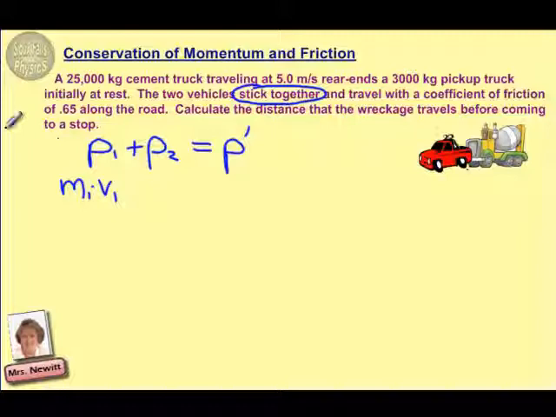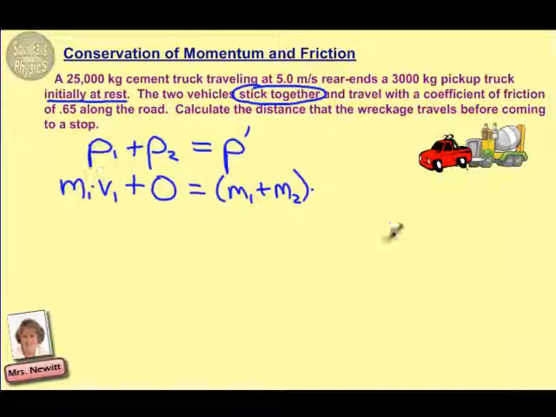Now notice that it also says the pickup truck is initially at rest. So that means that it will initially have 0 momentum. And then finally, to calculate the momentum of the two things together at the end, we would simply combine the two masses, that'll give us our final mass, and multiply that times our final velocity.